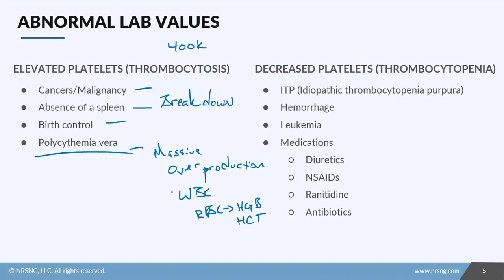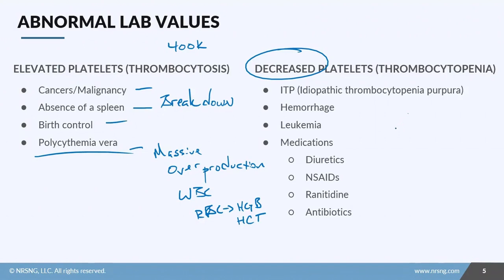It can also be treated by making sure the patient is adequately hydrated, and some medications can help to improve the condition. What happens if the platelets are low? Well, this is a condition called thrombocytopenia, so you have decreased platelets. There are a couple of conditions. One is called ITP, or idiopathic thrombocytopenic purpura. It's an autoimmune disease that attacks the antibodies on the platelets and destroys them.